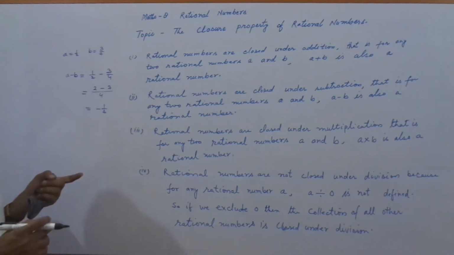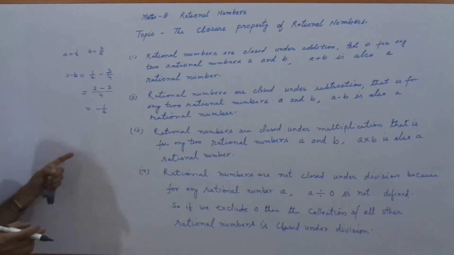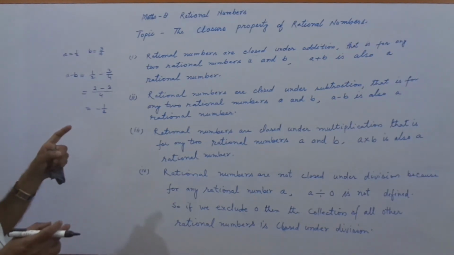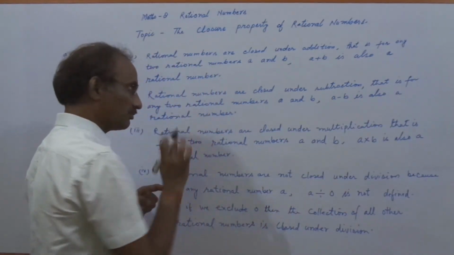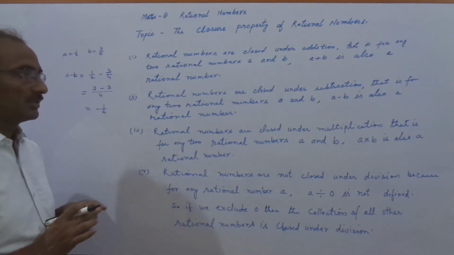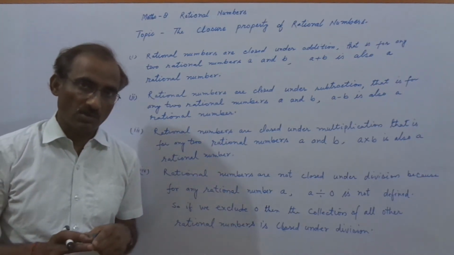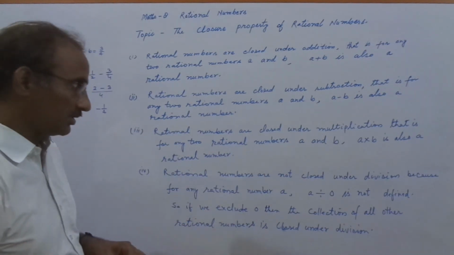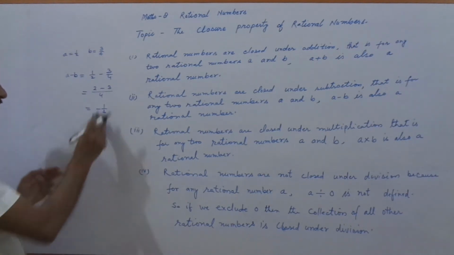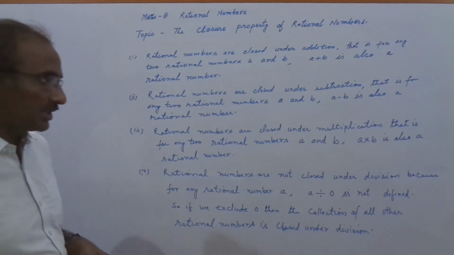You can check it for any other two rational numbers, and it is always a rational number. So, for any two rational numbers a and b, we have a minus b is also a rational number. It means the rational numbers follow the closure property, or we can say that rational numbers are closed under subtraction. Now come to the third. It is rational numbers are closed under multiplication.